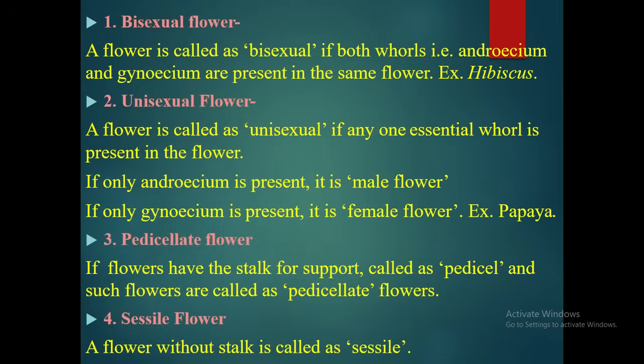So if a flower has both the essential whorls, that is androecium and gynoecium, it is called a bisexual flower. Example is hibiscus. And in unisexual flowers, only one essential whorl is present, either androecium or gynoecium. अगर only androecium present है, then it is called a male flower, and if only gynoecium is present, then it is called a female flower. Example is papaya. Based on the stalk presence or absence, they are divided into two types: pedicellate flower, in which the stalk is present, and sessile flower, in which the stalk is absent.